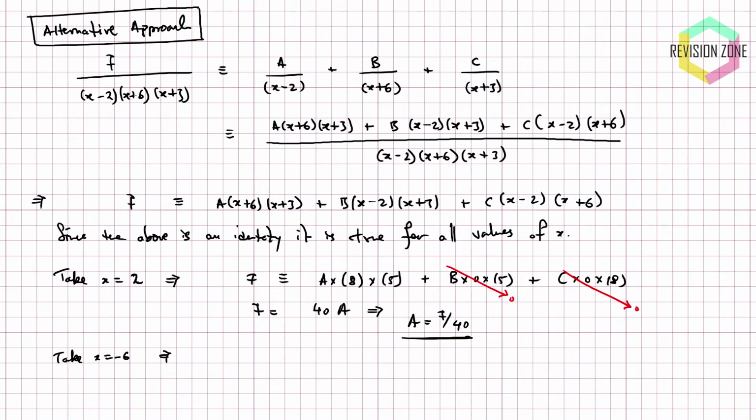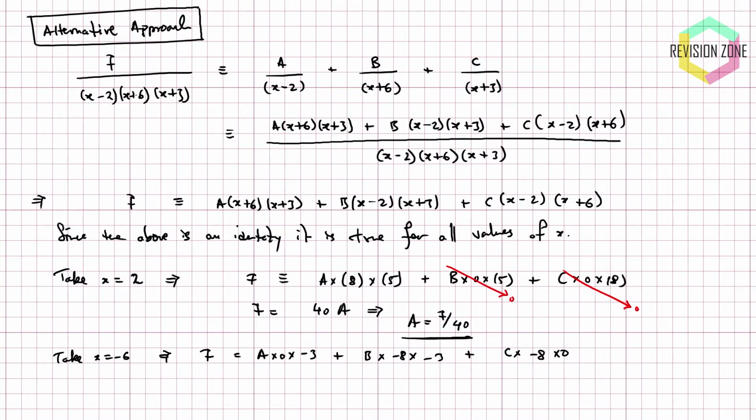Then the left-hand side of my identity above still just remains 7 because it's independent of x, but the right-hand side actually becomes a times 0 times -3 plus b times -6 minus 2 is -8 times -6 plus 3 is -3 plus c times -6 minus 2 is -8 and then times 0.